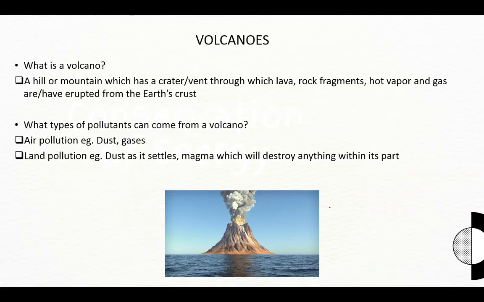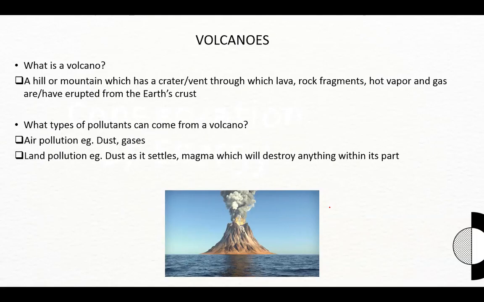Volcanoes. What is a volcano? It's a hill or mountain which has a crater or vent through which lava, rock fragments, hot vapor, and gas are, if it's active, or have erupted from the Earth's crust.